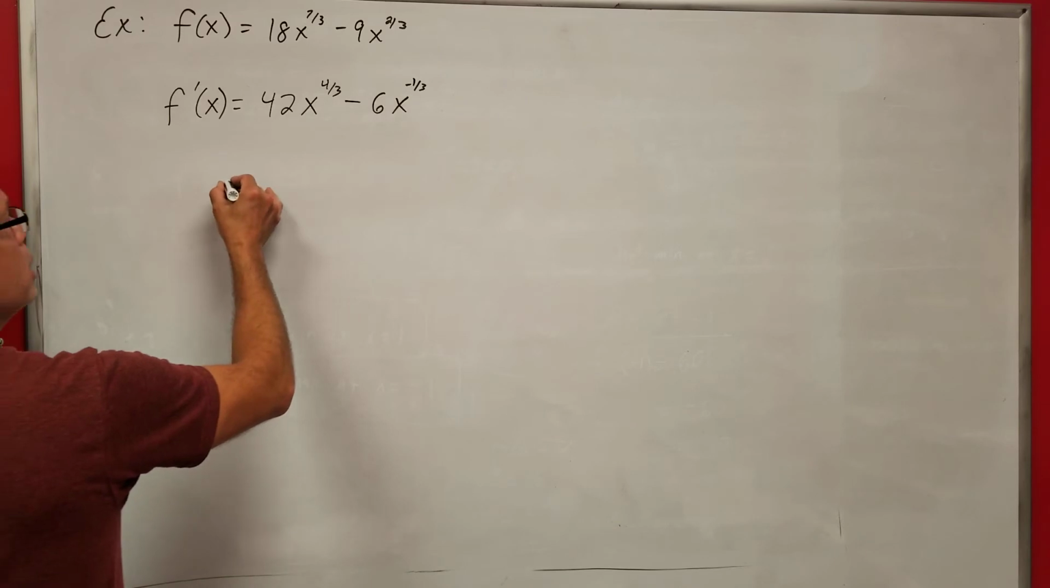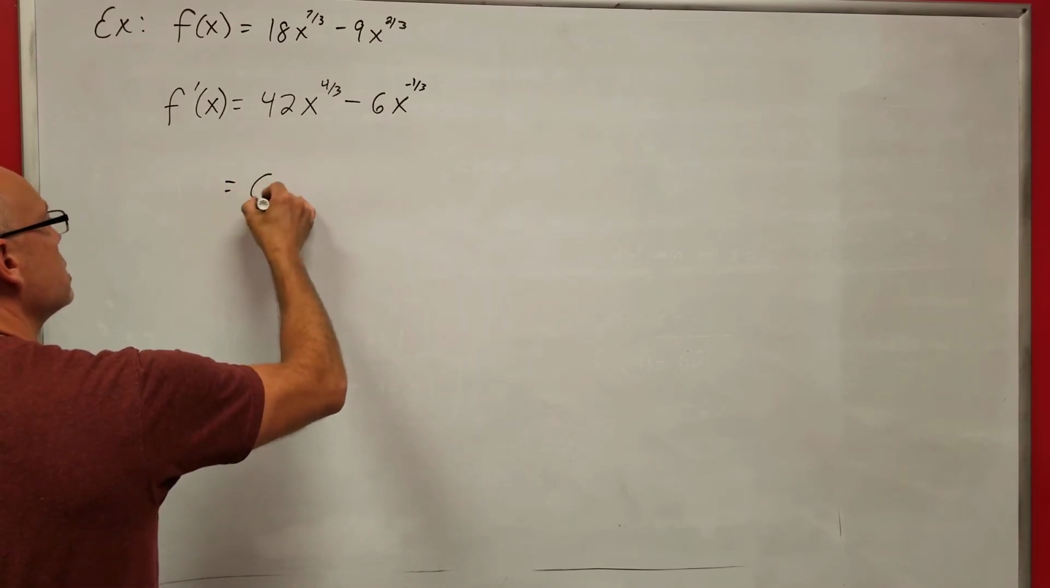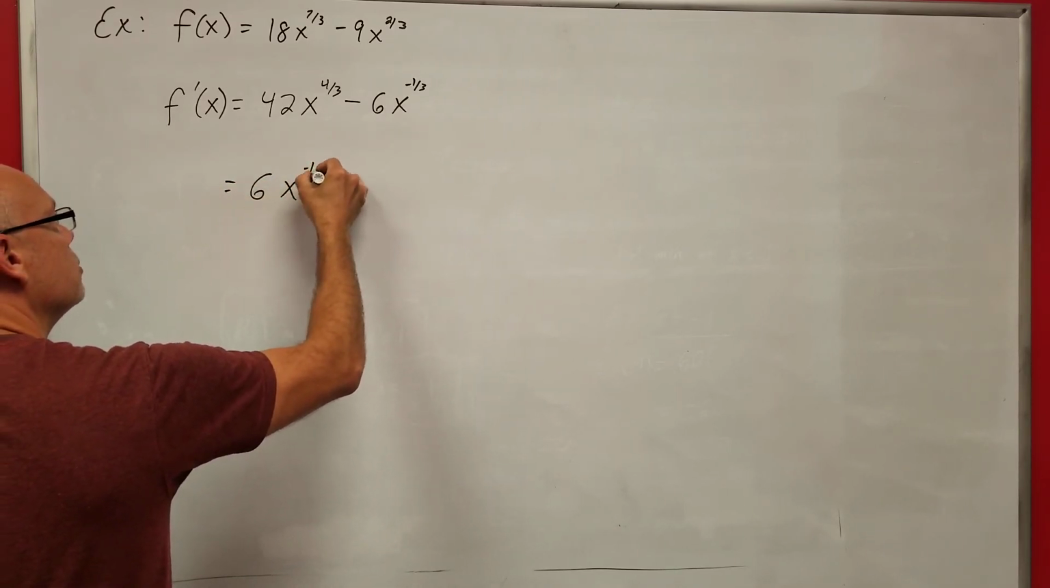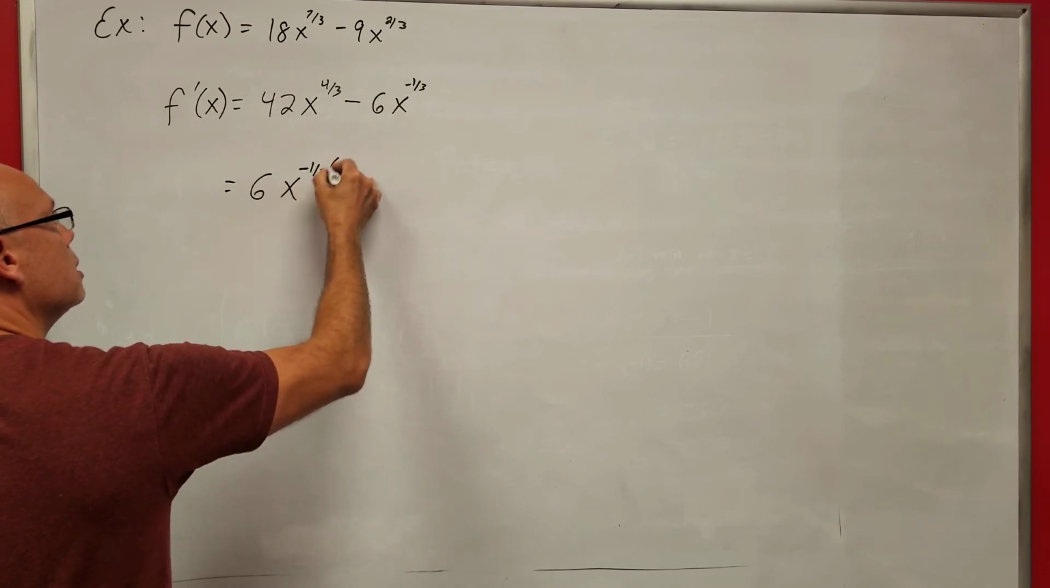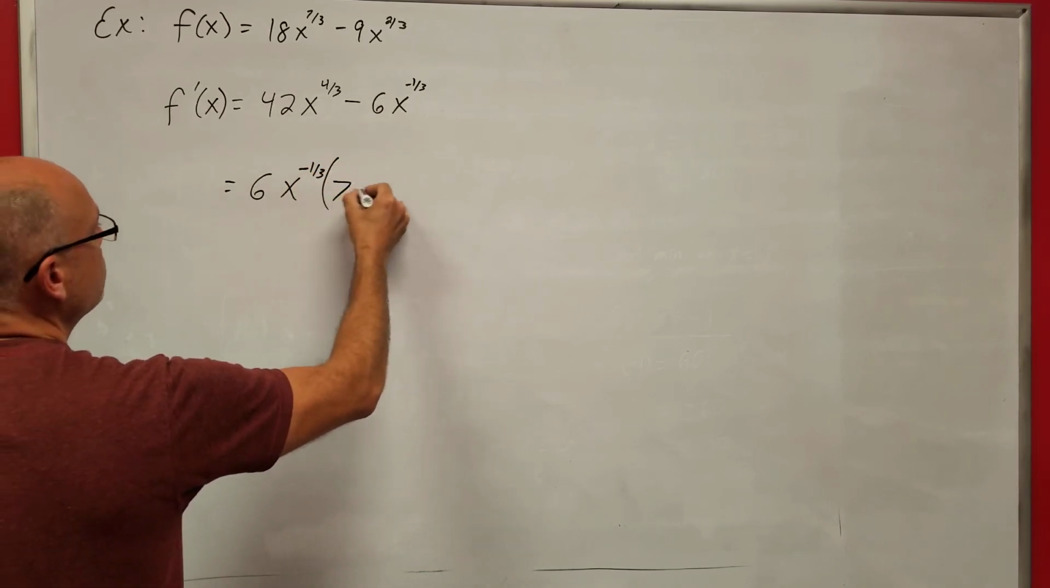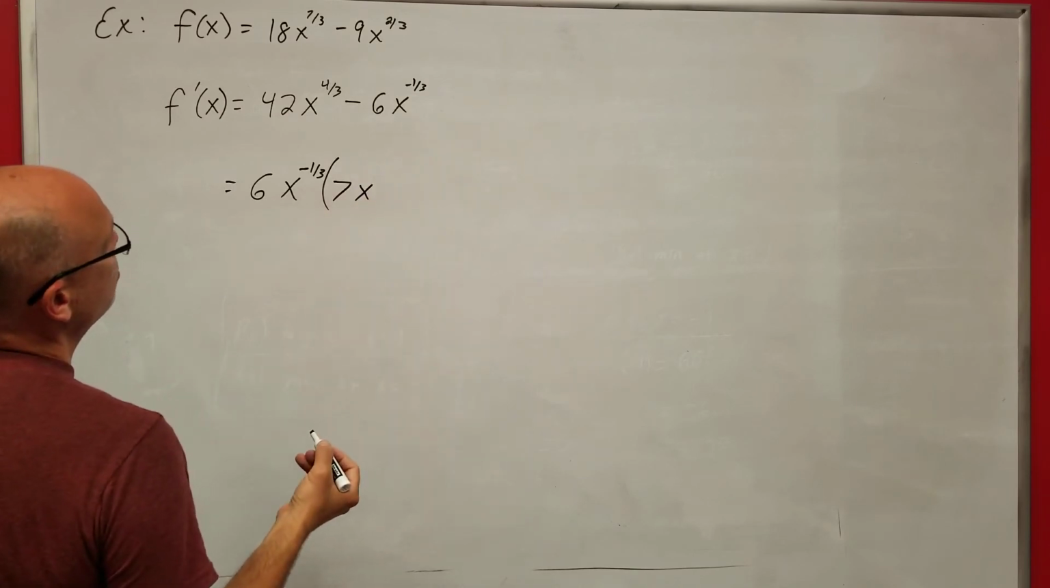All right, usually what we do is we factor here. Let's factor out a 6x to the negative 1/3 out of this. And what are we left with? 7x to the what?